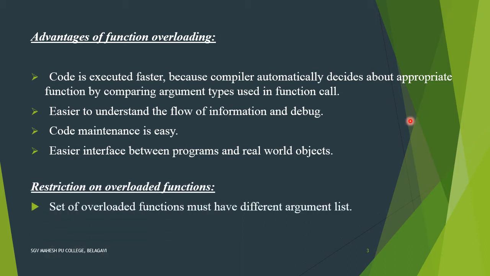We also have one drawback of overloaded functions: overloaded functions must have different argument lists. Why do we need different argument lists? It's because if you write the same argument list, the compiler gets confused as to which function has to be executed. So that's the reason why we have to have a different argument list while writing overloaded functions.